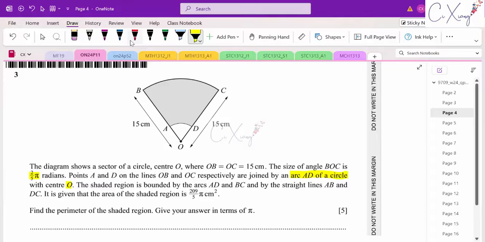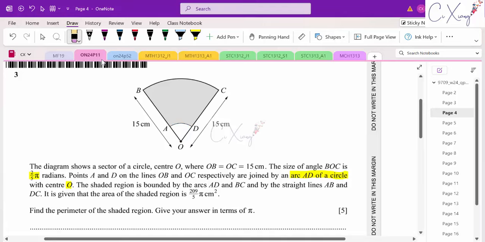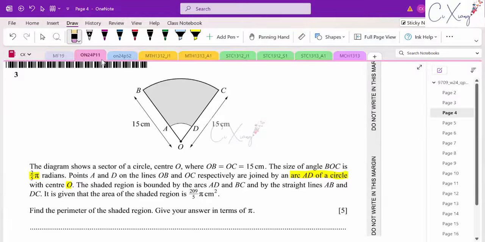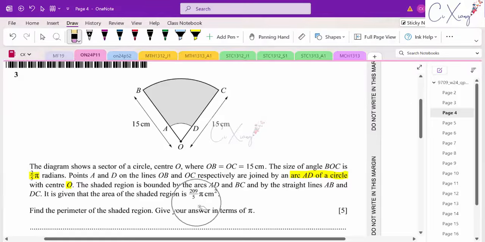So from here you can see basically we are having two sectors. One is a big one, which is OBC. Another one is a smaller one, which is OAD. So both of them are sectors, one big sector and one small sector. Okay, then they are telling us that the shaded region is bounded by the arc AD and BC, and by the straight lines AB and DC. So it is given that the area of the shaded region is this value. They want us to find out the perimeter of the shaded region and then give the answer in terms of pi.